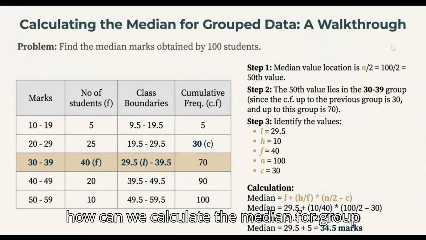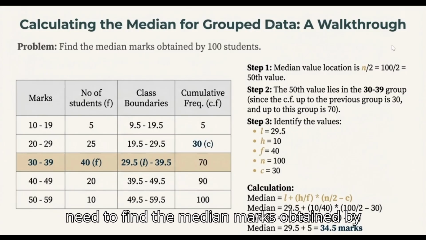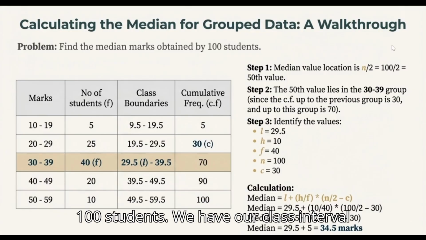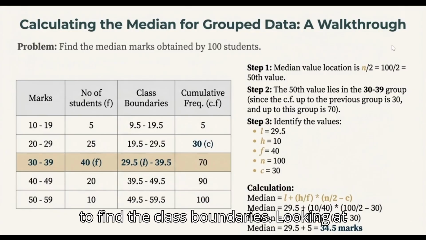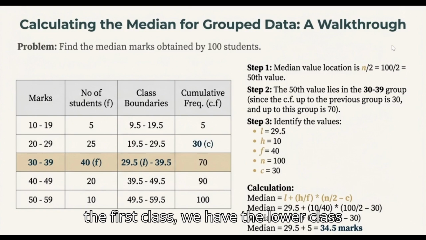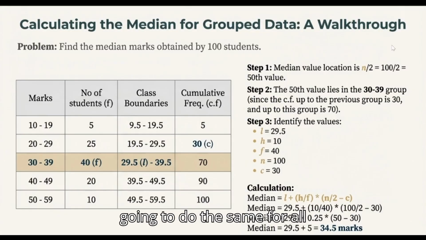Now, how can we calculate the median for grouped data? Let's look at this problem. Here we need to find the median marks obtained by 100 students. We have our class interval and our frequency. But first we are going to find the class boundaries. Looking at the first class, we have the lower class limit as 10. Subtracting 0.5 from that, we get 9.5, and adding 0.5 to 19, that gives us 19.5. So that is our class boundary.